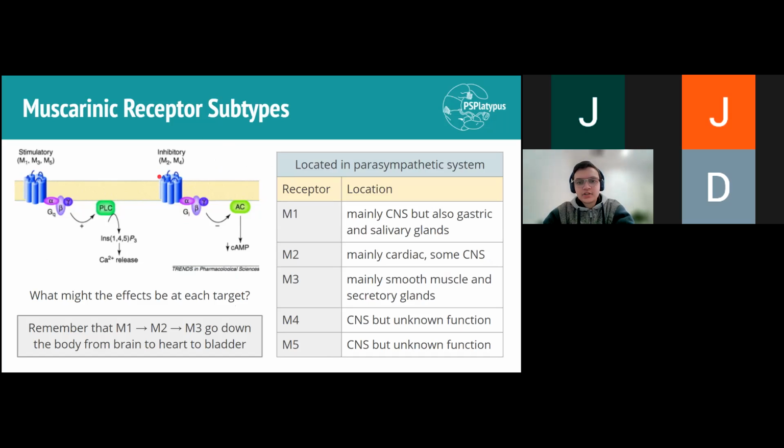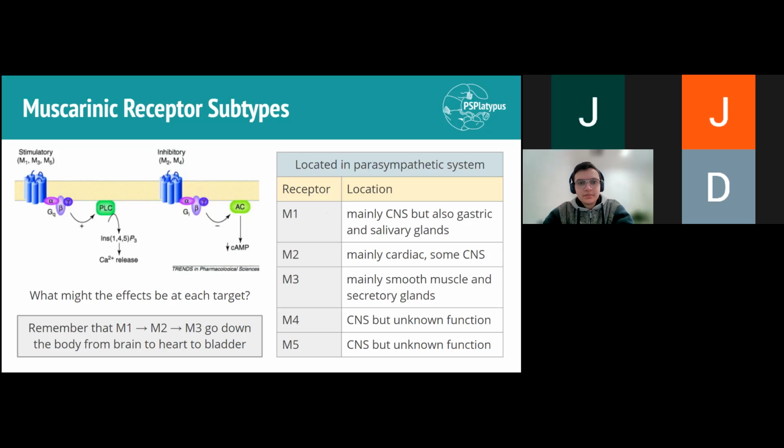Now, if we're thinking about the actual receptors and what they do, it's actually really straightforward. With M1, we're thinking about mainly the central nervous system. And anytime I say central nervous system, you can kind of just ignore it because we're not really discussing the CNS medications yet. We're mostly thinking about the peripheral nervous system. So just remember that it's to do with CNS. But it's also a little bit about gastric glands and salivary glands. With M2, this is probably the most important one. You've got cardiac muscle and a little bit of CNS to go along with it. But for the most part, it's going to be cardiac.